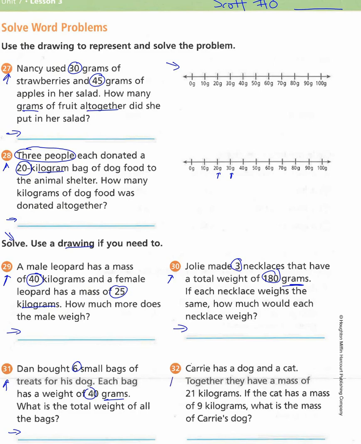All right, last one on this page, number 32. Carrie has a dog and a cat, and together they have a mass, which we're using as the word for weight, of 21. So together they equal 21. Now the cat has a mass of 9. What is the mass of Carrie's dog? So this is a comparison one again. Go ahead and write your equation there. And we're talking about kilograms as our answer there. All right, so finish that up, and when you're ready to go on, start up the video again.